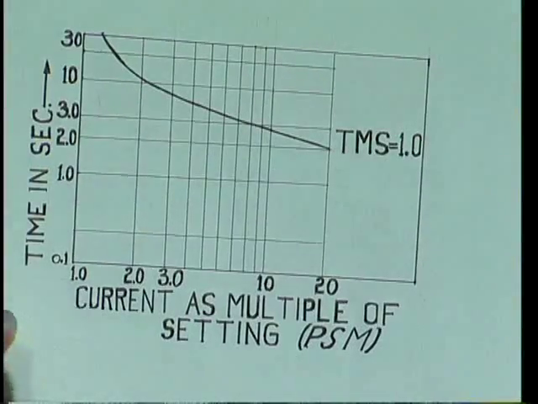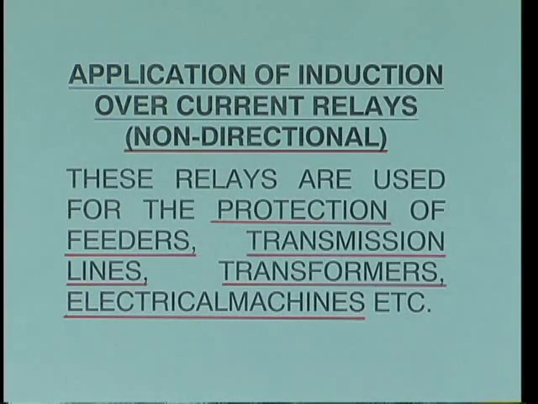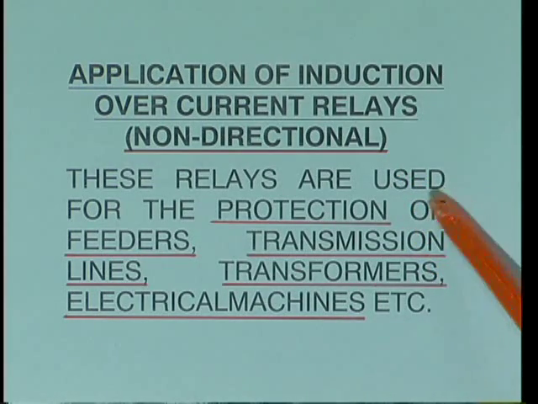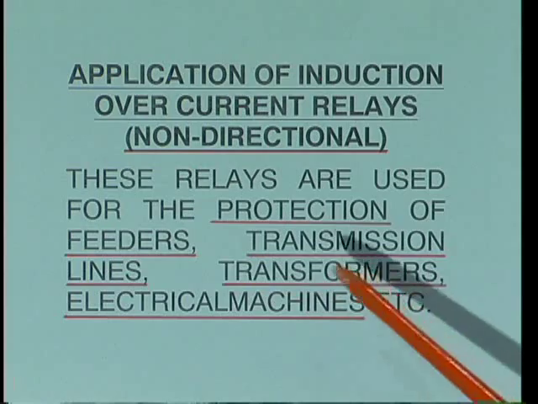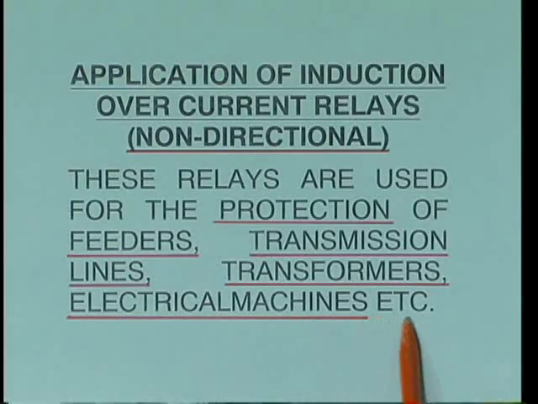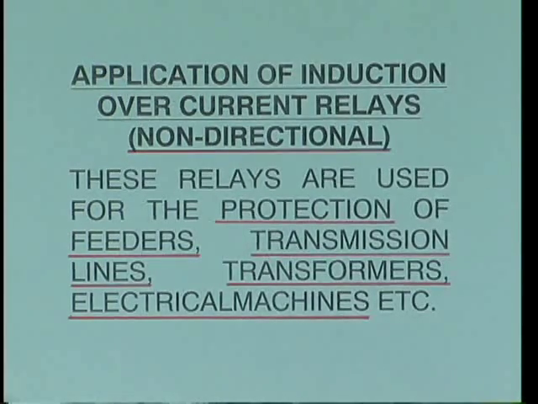So these are the three types of induction type overcurrent relays, and these are only used for AC quantities. Coming to the applications of the induction type overcurrent relays, non-directional: these relays are used for the protection of feeders, transmission lines, transformers, electrical machines, etc. So these can be used for the protection of feeders, transmission lines, transformers, electrical machines, etc.